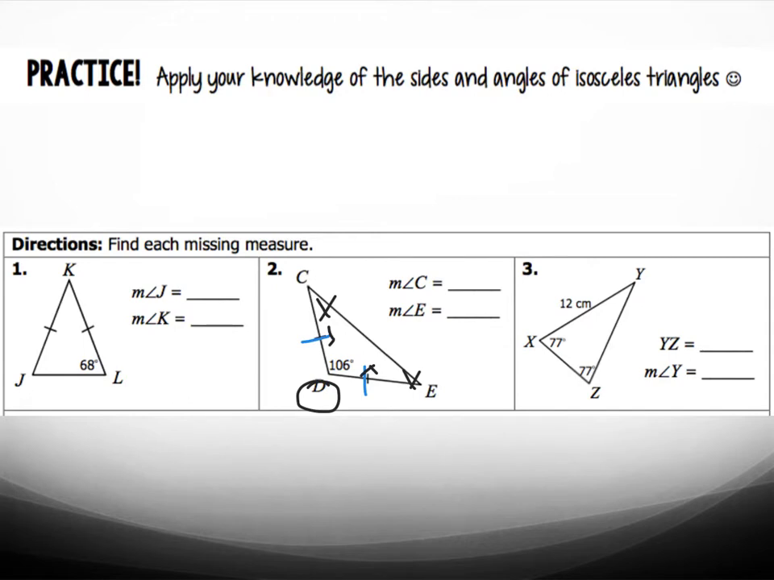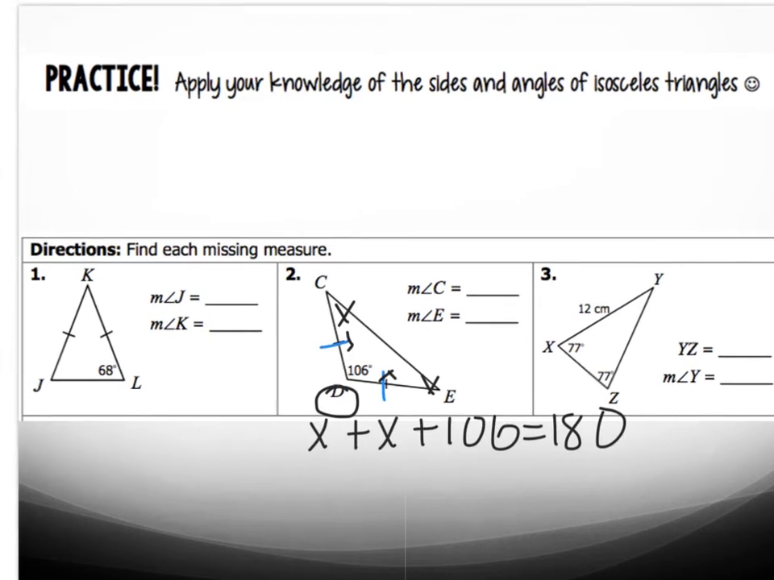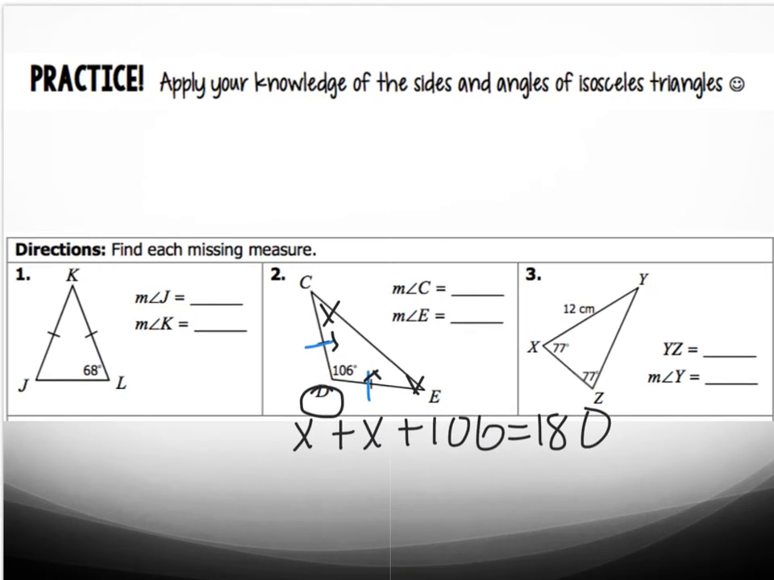When I get ready to set up my math problem, I can say one angle is X, the other angle is X, and my third angle is 106. What should all of this add up to? You got it. It should all add up to 180 degrees. So we figure out that when we combine like terms, 2x is going to be equal to 74, and when we divide by 2, we get that x is equal to 37.